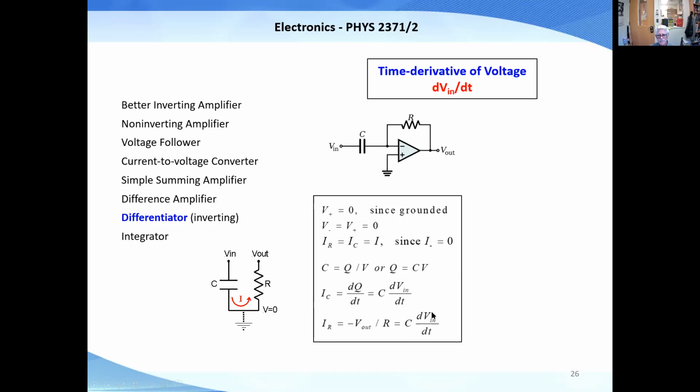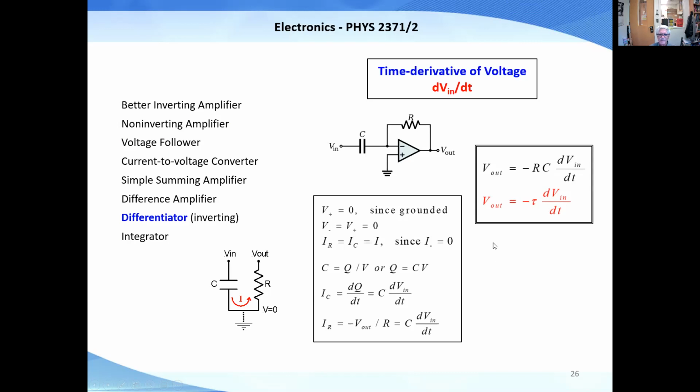And then you get this. And finally, you get V out is equal to minus RC times the derivative of V in with respect to t. Hey, we get the same tau. Isn't that interesting? That again, tau is equal to RC, which is dimensionless. Oh, sorry. It has the units of time.